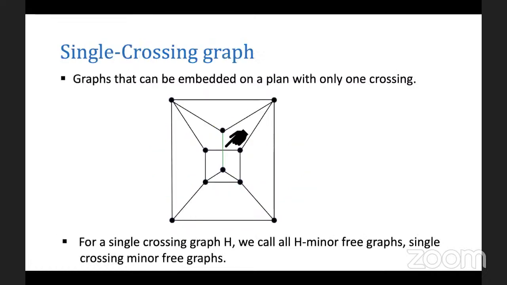Now we will construct such a weight function for single crossing minor free graphs. Let me first define what a single crossing minor free graph is. First, what is a single crossing graph? A single crossing graph is a graph that can be embedded on a plane such that its edges intersect at exactly one point. Here, this is that point. So this is a single crossing graph. And for a given single crossing graph H, we call all H minor free graphs single crossing minor free graphs.